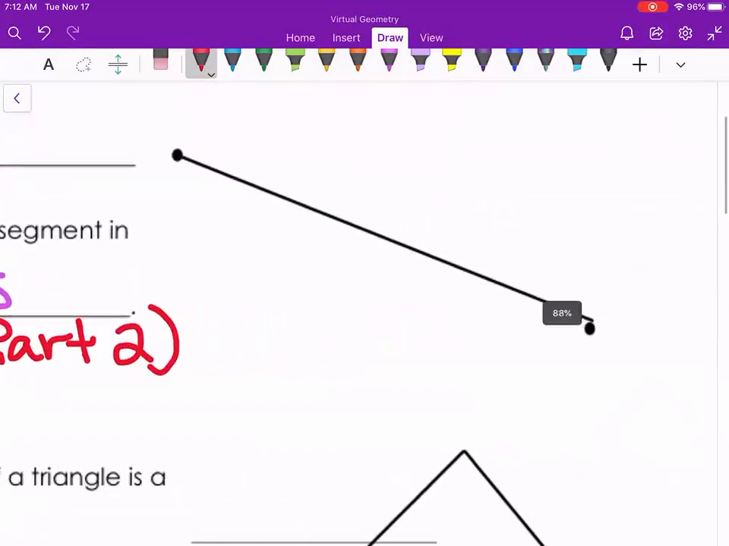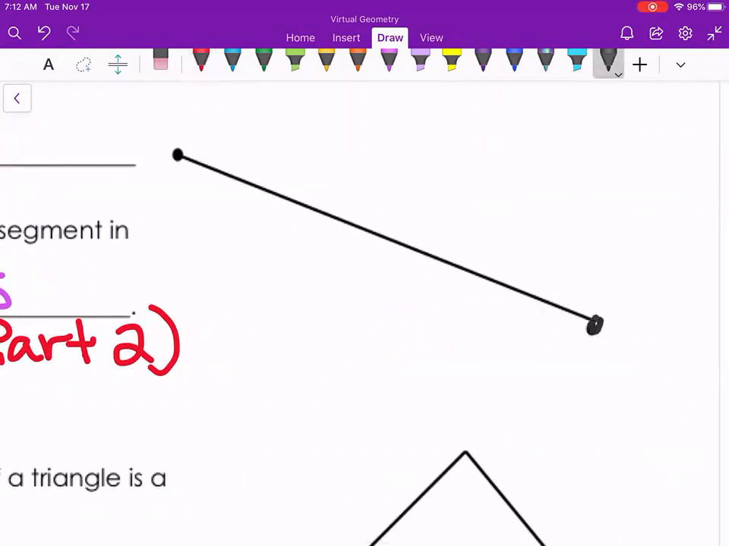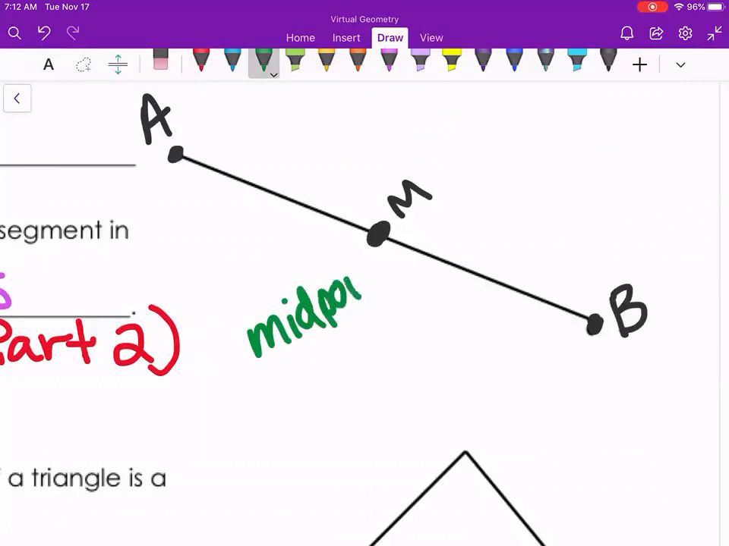So if we were to come over for our little picture here, oh, sorry, my dot got a little off down there. Let's just fix that. All right, we have our 2 points here. Let's say segment AB. And I need to make a midpoint. So again, I'm just going to estimate where I think the middle is. I'm going to call this point M. And again, that is my midpoint.